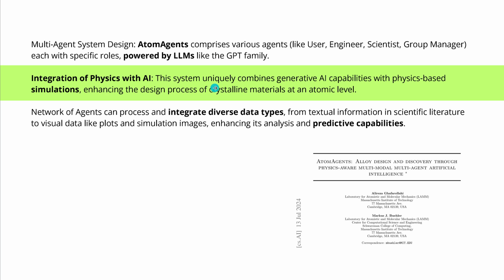programs with this AI, so AI can really test out this run simulation autonomously and try to understand what is the result of this mathematical simulation. For example, here, enhance the design process of crystalline materials at an atomic level. And then we have, as a network of agents, we hope that those agents are intelligent enough to integrate now diverse data type. You have seen everything from textual information and scientific literature to visual data like plots and simulation images. When we want to enhance now the data analysis and the predictive capabilities of our complete AI system.